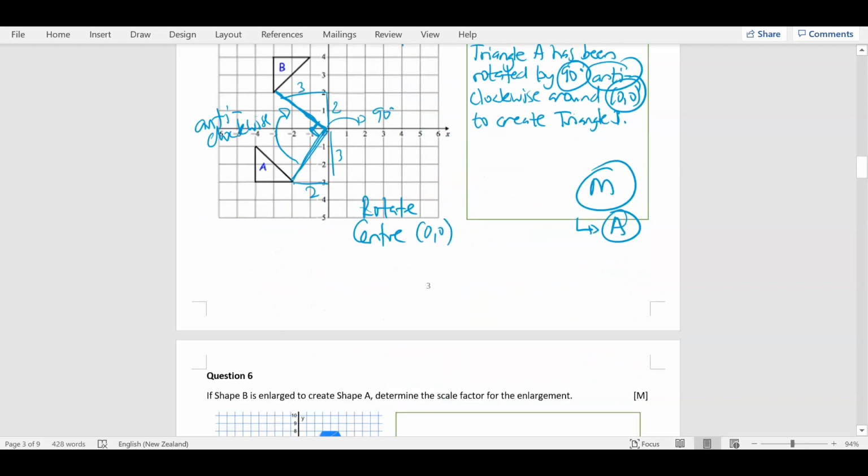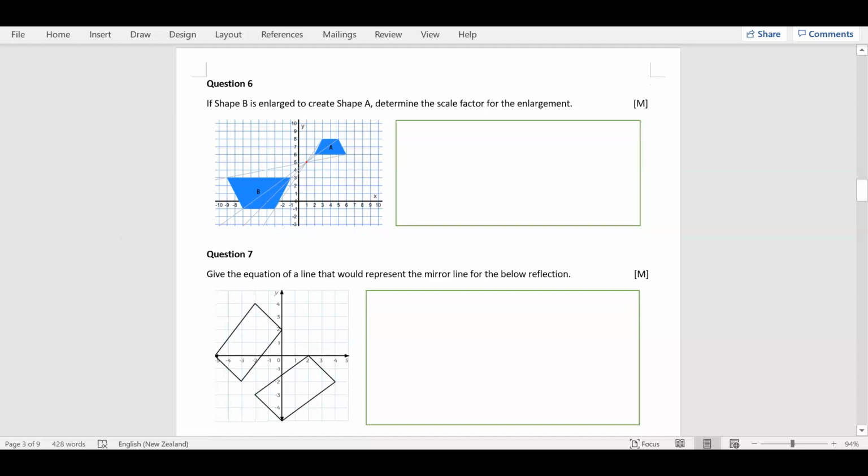So there's question 5. We're now churning through these, going pretty quickly. Question 6 will go quite fast. It's a merit question. If shape B, so that's that bottom trapezium, has been translated to create shape A, what is the scale factor?